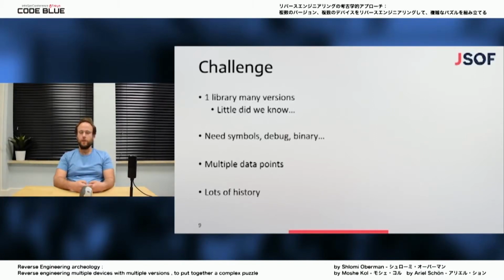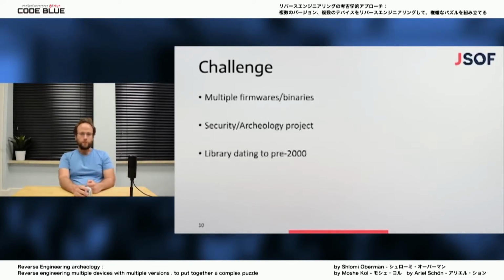So different vendors will compile the code differently, will use different parts of the code, and the code changes over the years. We knew at the start that there'd be several differences between vendors, but little did we know how complex and how different the devices would look. We also needed as much information as possible, ideally debug symbols, the ability to actually perform debugging, the ability to get firmwares, etc. And we needed to get multiple data points from different years and different vendors in order to piece together the whole history.